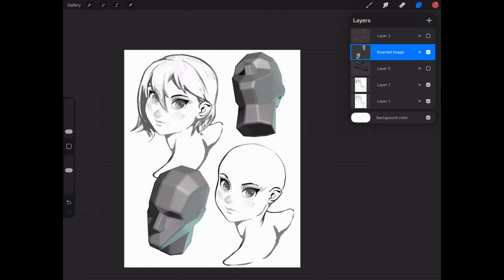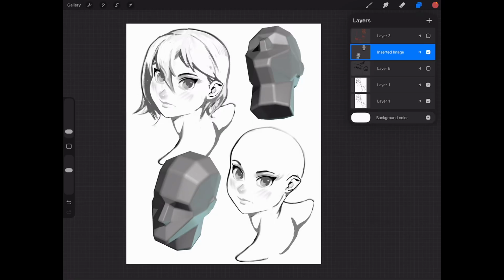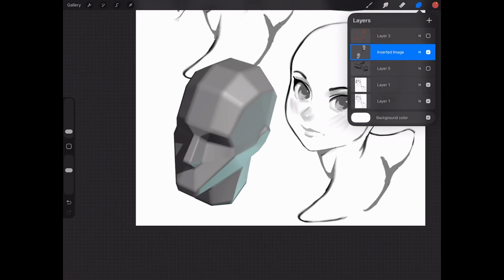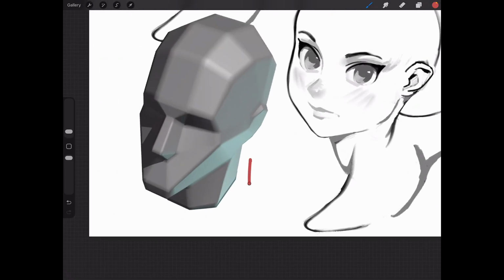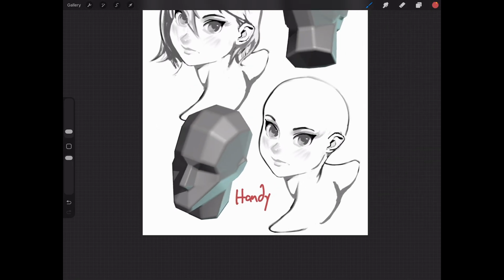By the way, these models are from an app called Handy. This app is a very useful tool. You are going to find it in the iOS and the Play Store. And for a quick reference, for a quick sense of location, it is very good.